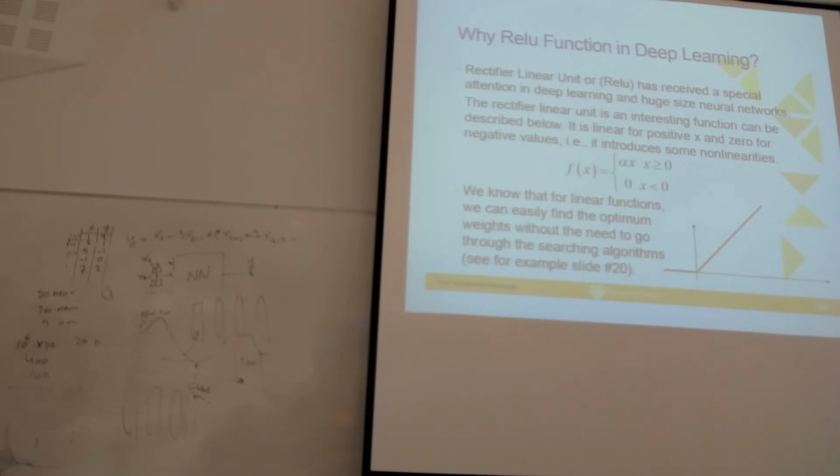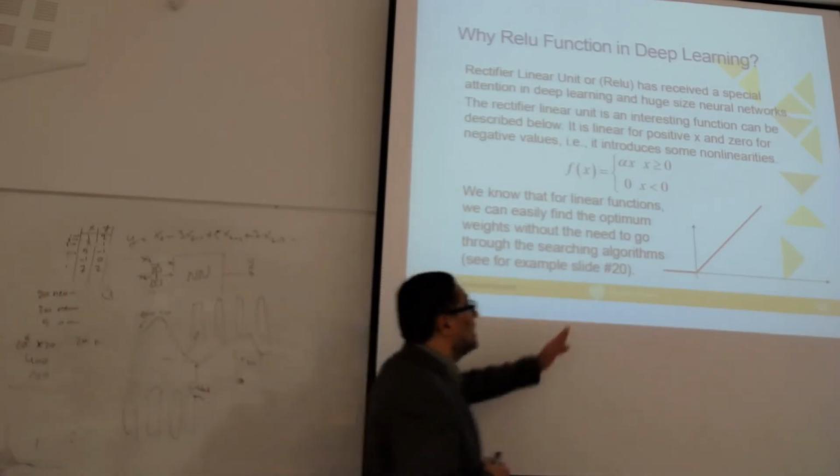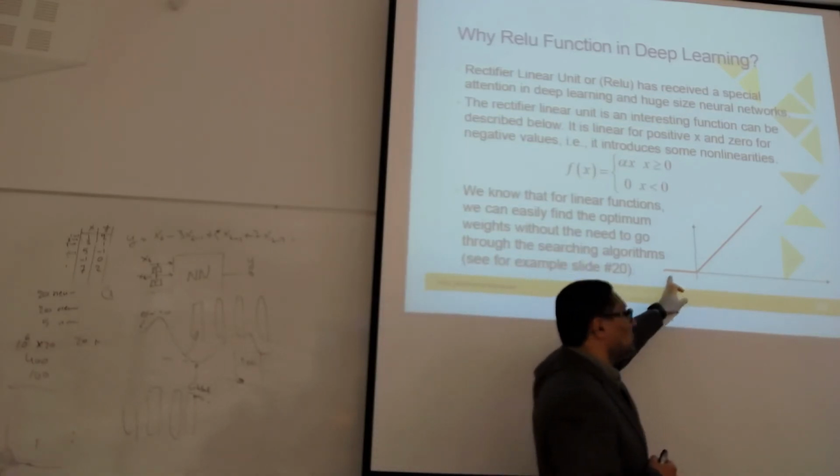So the model will be bad if we use a linear model to classify nonlinear data. Okay. The good thing with this rectifier linear unit is that it is linear, but it introduces some nonlinearity. For example, if x is less than 0, the output will be 0.